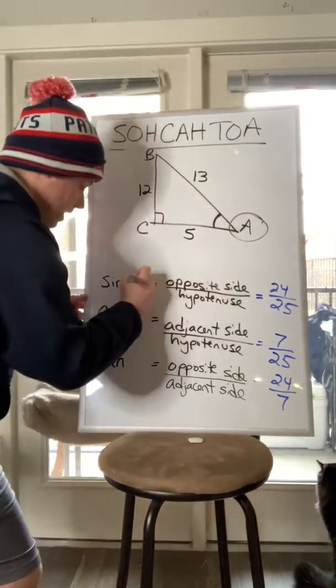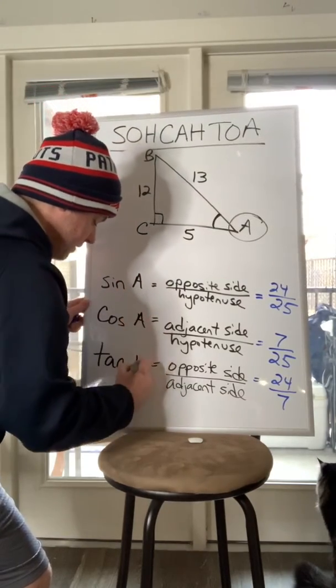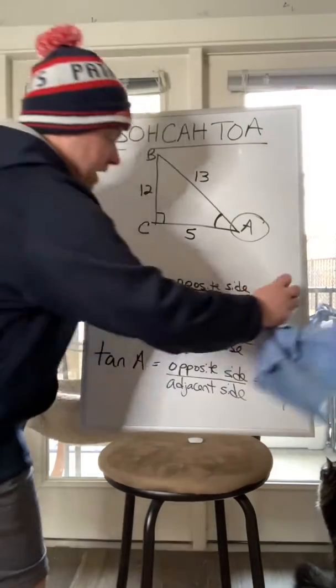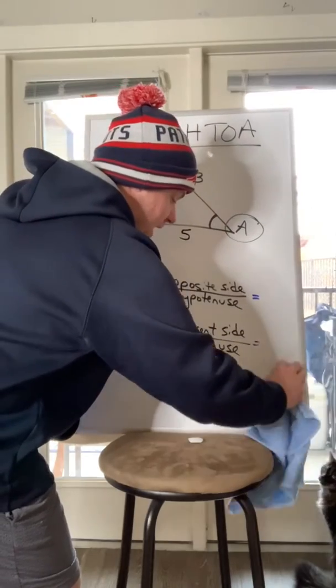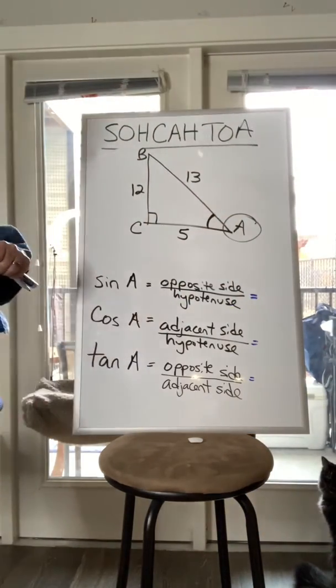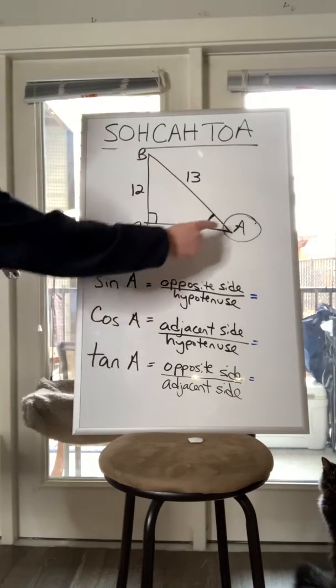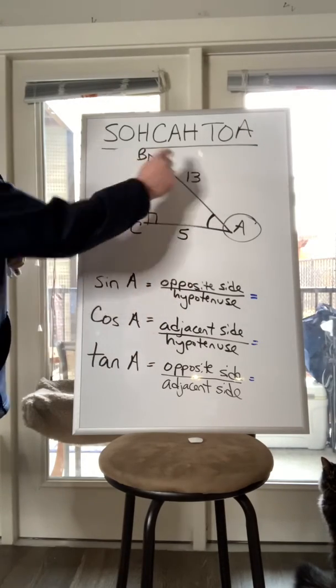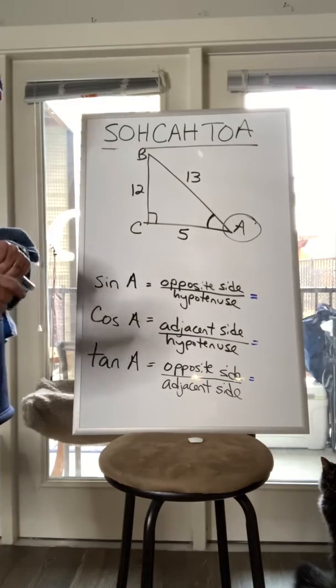And we're talking about angle A. So you pause the video for a second and find the fractions for the sine of angle A, cosine of angle A, tangent of angle A if the sides are 5, 12, and 13. All right, pause the video and do that for a second.